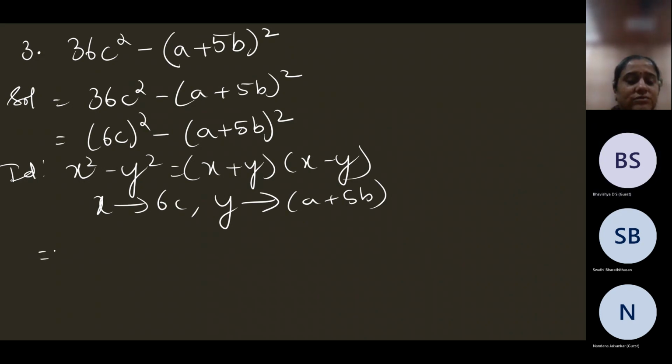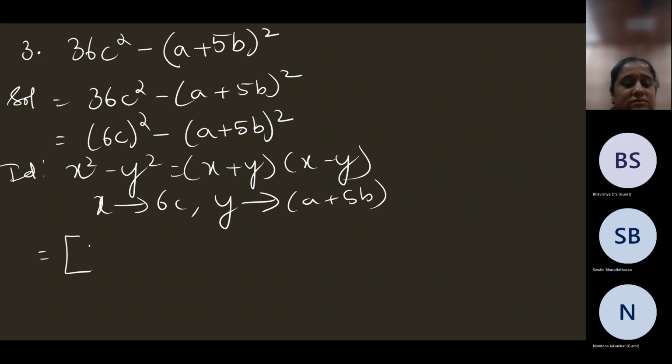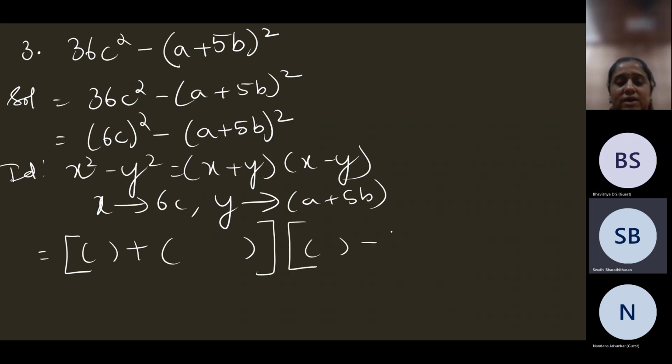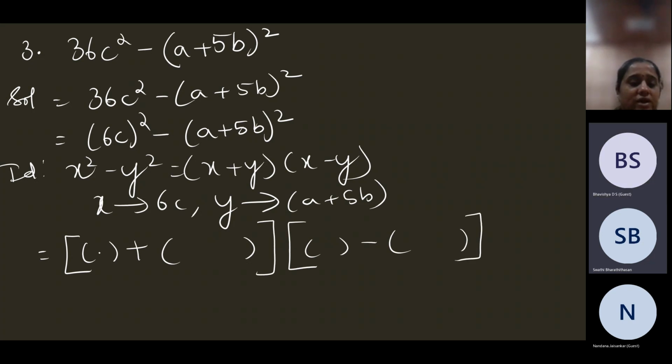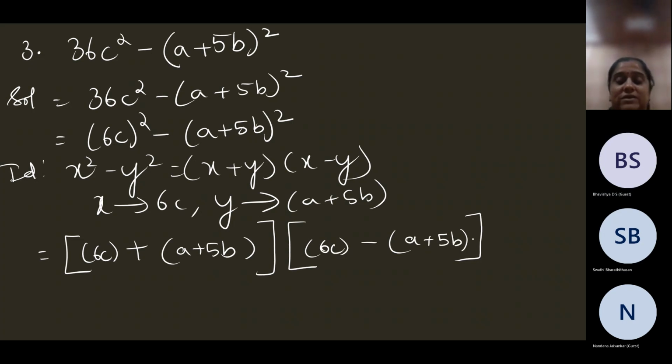All right, so what's the answer now? 6C plus, ma'am, in square brackets we write it. 6C plus A plus 5B, ma'am, into 6C minus A plus 5B, like this. A minus 5B, ma'am. No, why A minus 5B? I'm distributing the minus sign.